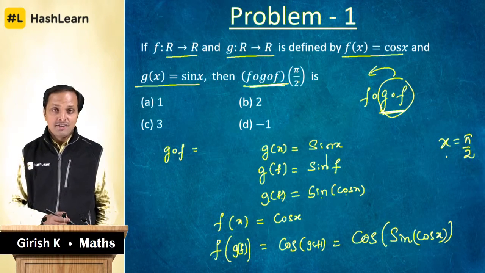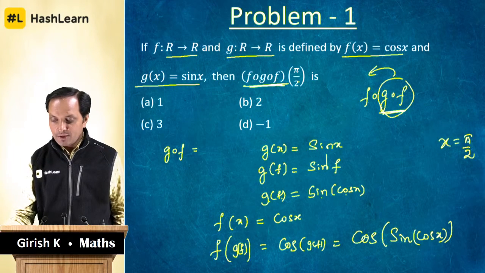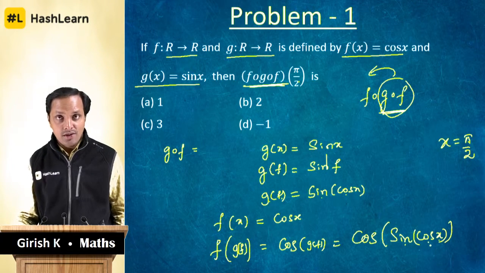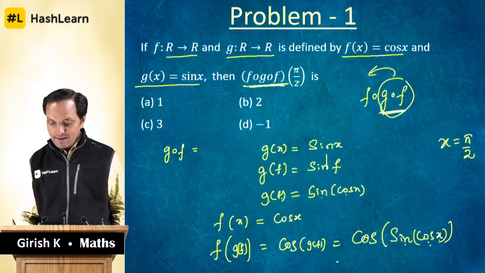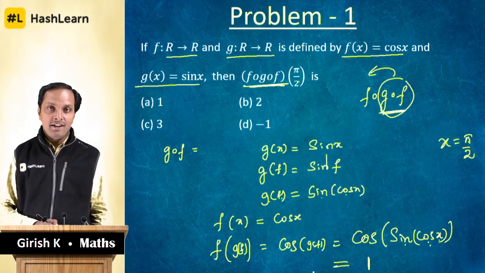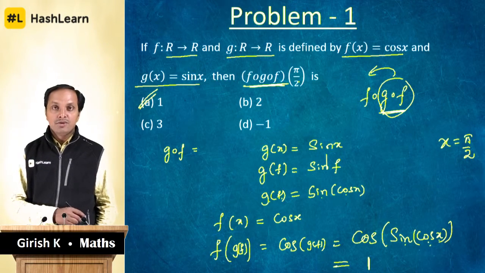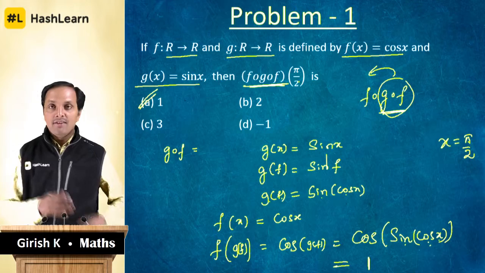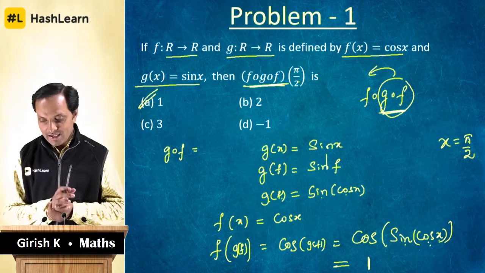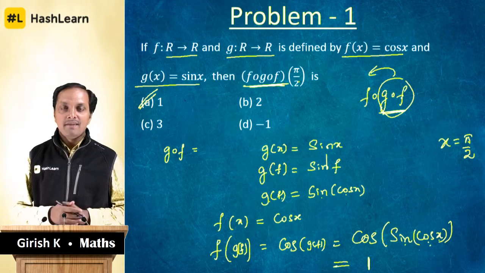What is cos 90? You know that when we substitute x is equal to pi by 2, cos 90 is 0, sin 0 is 0, cos 0 is, finally you will get cos 0, that is 1. So 1 is in option A, that is your answer. So you followed the steps, I think so. First you need to check what has to be put into what. So g of f is there, f you should put in g.